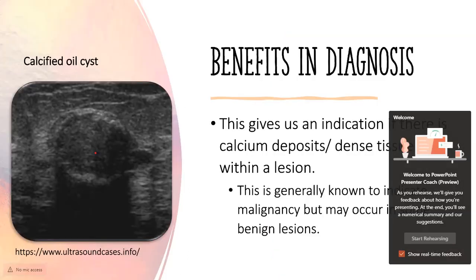And this generally is known to indicate malignancy in ultrasound, but may also occur in benign lesions. As we can see in the image on our left, this is a calcified oil cyst. And as you can see, the rim is calcified, and then we've got the posterior acoustic shadowing.